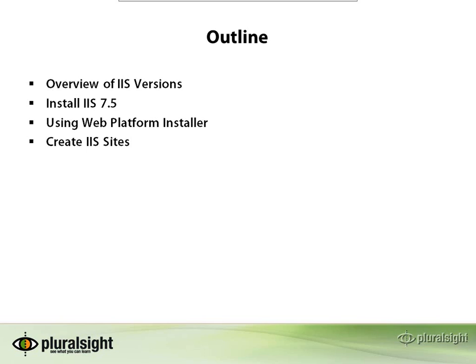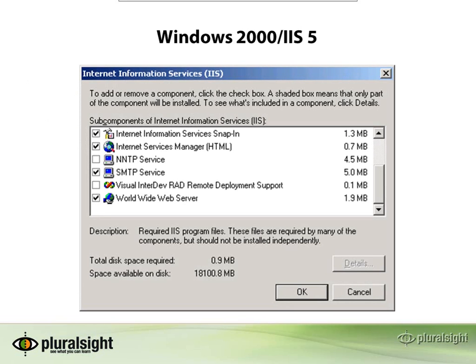Let's look at previous versions of IIS. Let's start with Windows 2000, which came with IIS 5. Now, the version of IIS is always tied to the version of the operating system. IIS 5 came installed on Windows 2000 server by default.